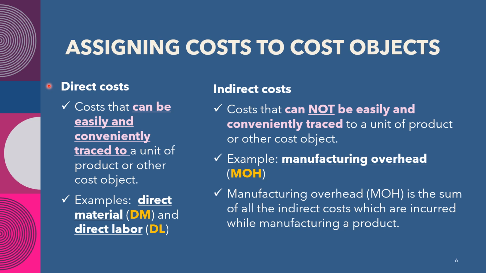Direct costs are costs that can be easily and conveniently traced to a unit or product or other cost objects. The examples include direct material, or what we call DM, and direct labor, or what we call DL. Indirect costs are costs that cannot be easily and conveniently traced to a unit or product or other cost object. Manufacturing overhead, or what we call MOH, is the example. MOH is the sum of all the indirect costs which are incurred while manufacturing a product.